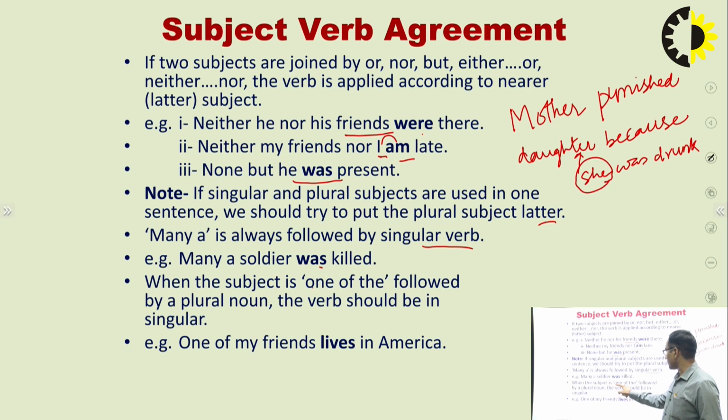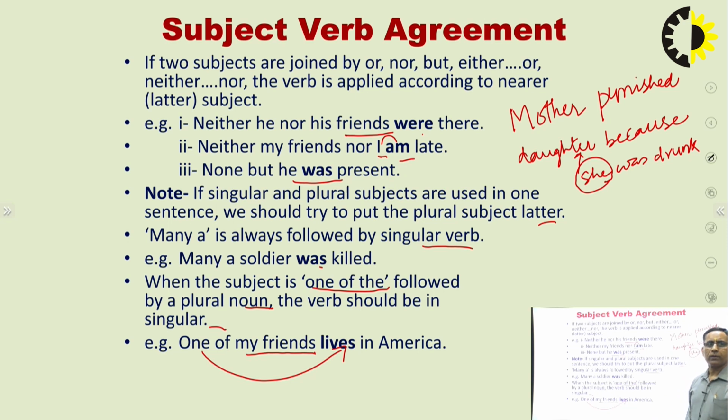When the subject is one of the, followed by a plural noun, the verb should be in singular. Here, many times students are confused because we are using a plural noun, but you are using one of the, so actually the verb should agree with one. Like one of my friends lives in America. Actually one friend lives in America; here I have many friends, but among them only one lives in America. So we always say one of my friends. Don't check friends, you should check only one. The verb agrees with the one. One of my friends lives in America. Yes.